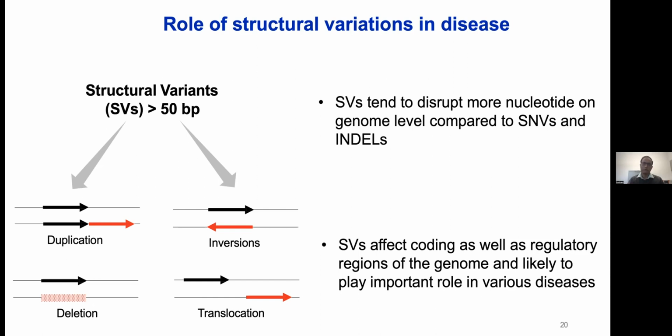And when you count the total number of nucleotides which are being affected by structural variations, they are much larger compared to SNVs and indels combined. So, suggesting that these structural variants might have an important role to play in disease. Also, because they're larger, they can end up affecting both coding as well as regulatory regions simultaneously. Another thing which I wanted to mention was that these structural variants can be further subclassified based on how they end up affecting DNA segments in the genome, such as deletions, duplications, and so on.